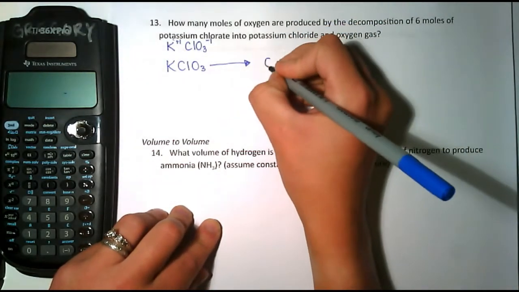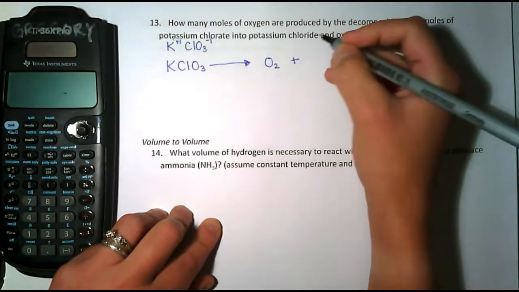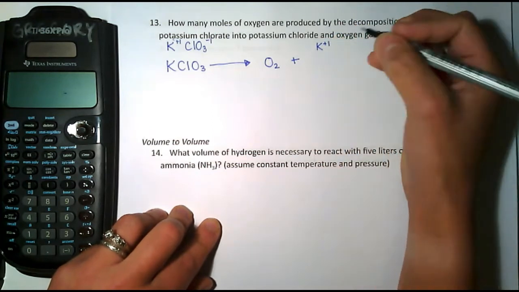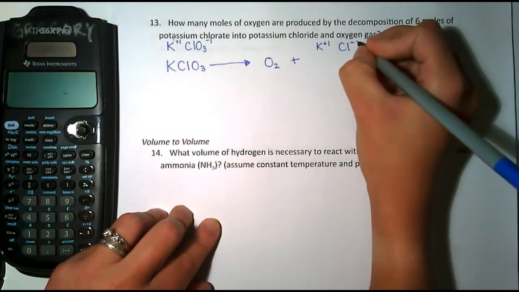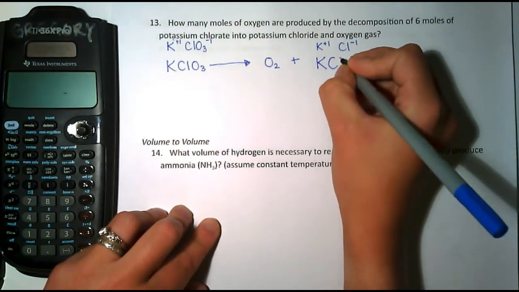I'm going to go ahead and put O2 first because that one's easy to write. I don't need to crisscross. And potassium chloride. So it's the potassium ion again, but this time it's with just the chlorine as an element. Cl with a -1 charge. So when I crisscross, I get KCl.